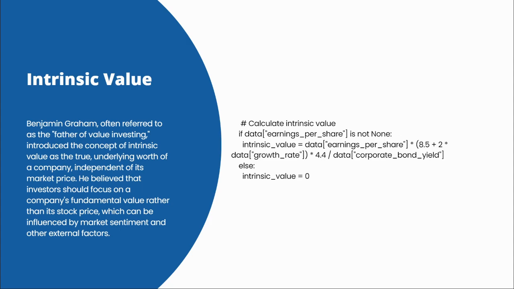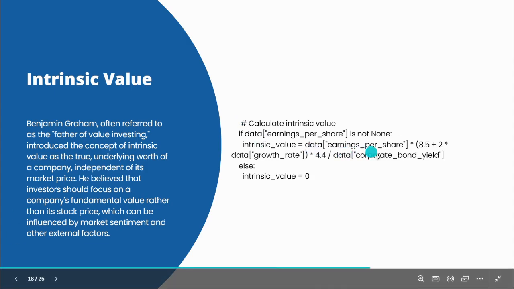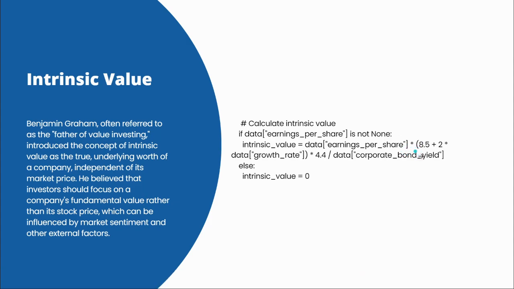So intrinsic value reflects the company's price itself, or how well you are paying for the price. So let's see the calculation. Here we have the calculation for intrinsic value: EPS times 8.5 plus 2 times the growth rate, also times 4.4 divided by the corporate bond yield.